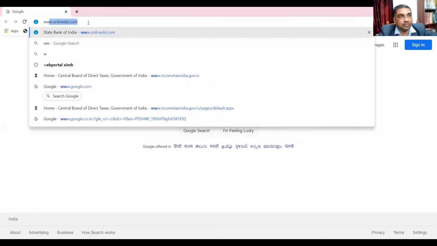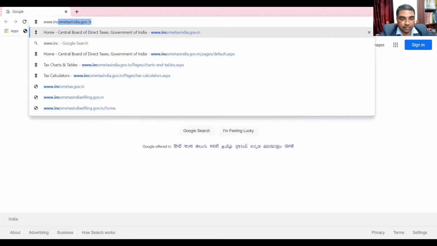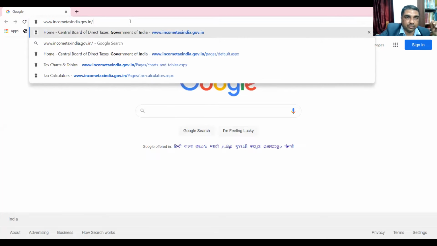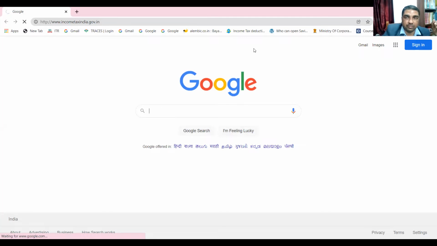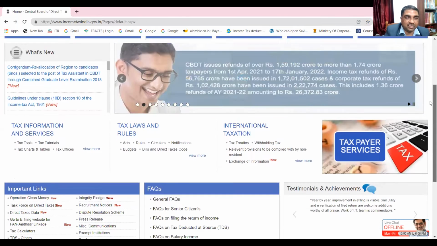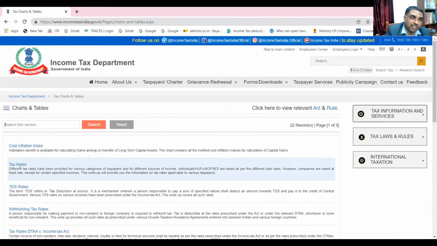Friends, let me take you to the income tax department website. So this is a catch you have to see. Let me take you to the income tax department's website, incometaxindia.gov.in. I'm taking you there. Now, you see tax rates and tables are here. Let me click here. Now, you see tax rates are available.